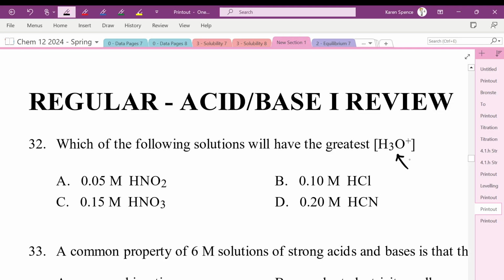Now we want the greatest concentration of hydronium. What's another way that we could write H3O plus? We could write it as H plus. Those two mean the same. So we want the one with the highest concentration of H plus. Do we want a strong acid or a weak acid? Strong acid, because remember, strength matters more than concentration when it comes to how much H plus you get. Do you remember when we had the strong acid and we had to dilute it like 1,000 times to make it even close to the concentration of the weak acid? Okay. So we want a strong acid.